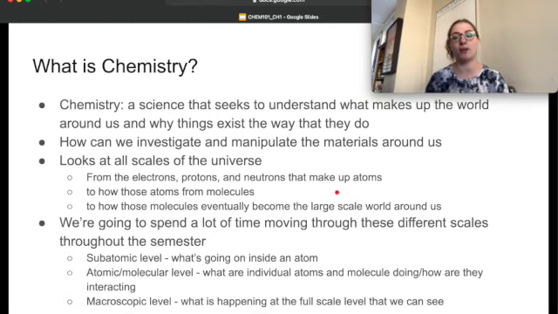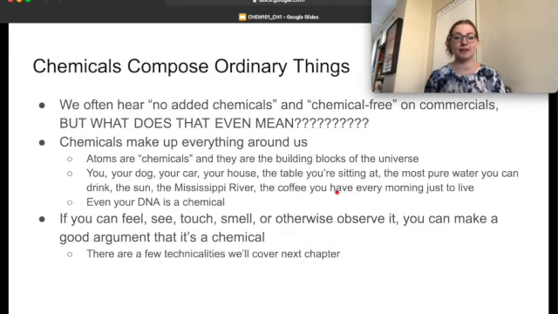We'll also talk about the macroscopic level. What is happening at that full scale level that we can see and interact with in the real world? Remember, there are lots and lots and lots of atoms and molecules that make up the amount of space and stuff that we can see with our eyes.